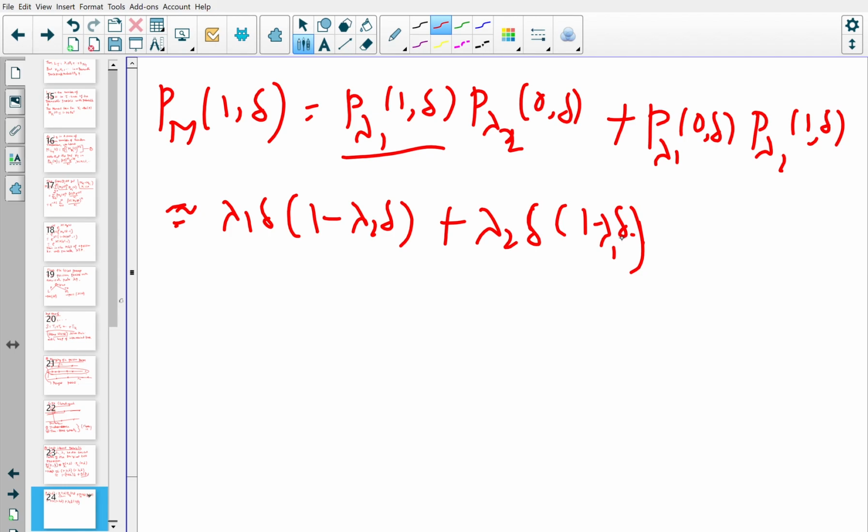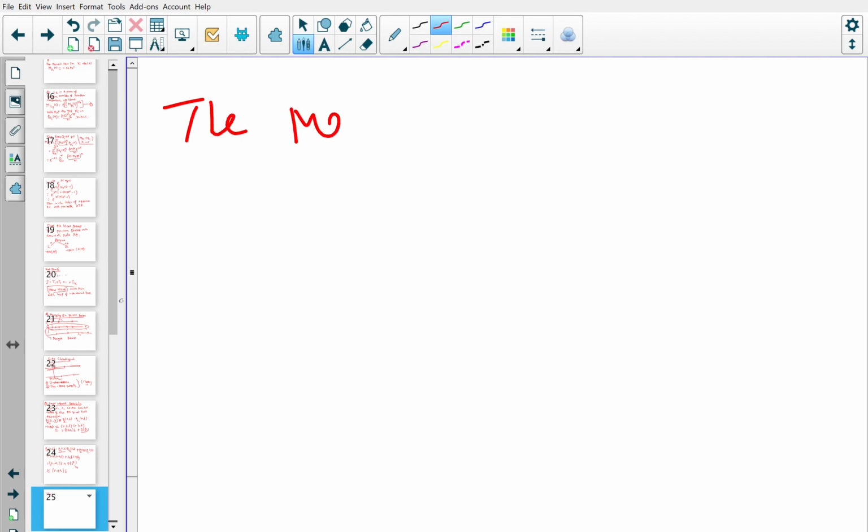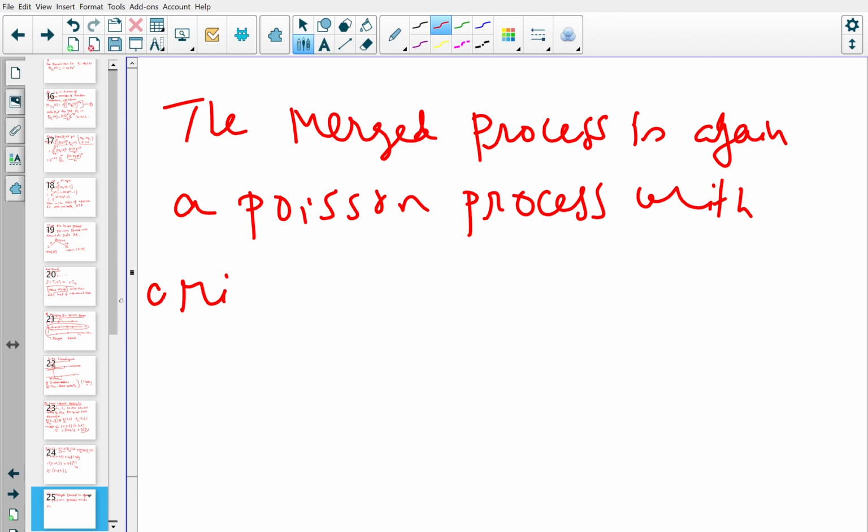Okay, now we multiply this, you see this higher order term of delta. So this is nothing but lambda 1 plus lambda 2 of delta, okay, and plus higher order term, right, of delta square. But this quantity tends to 0, so you can write this as approximately lambda 1 plus lambda 2 of delta. Okay, now see, this also satisfies the third property of the small interval time. So thus the merged process, what is the conclusion? So the merged process is again a Poisson process with arrival rate lambda 1 plus lambda 2.